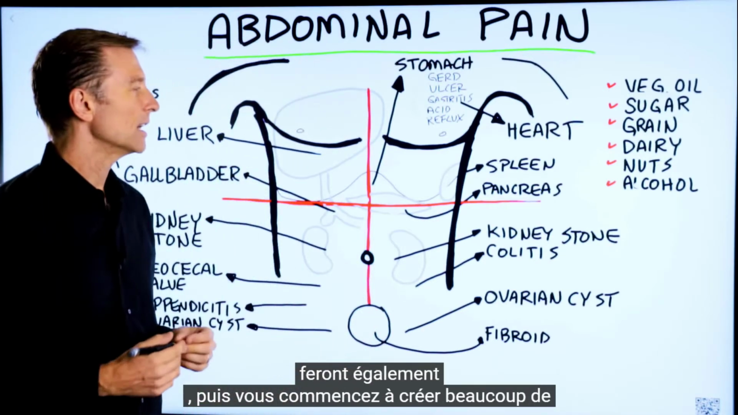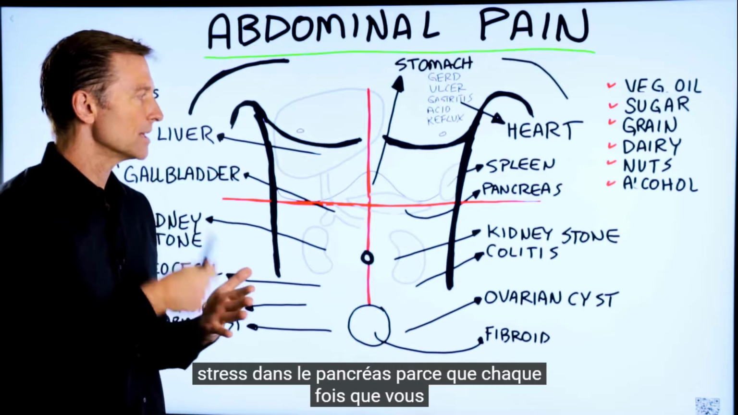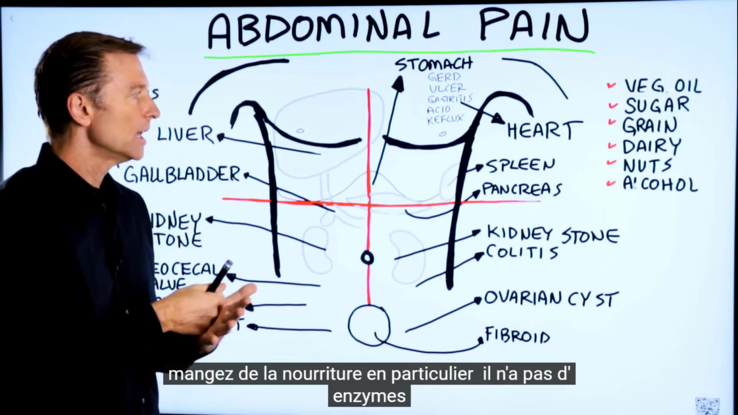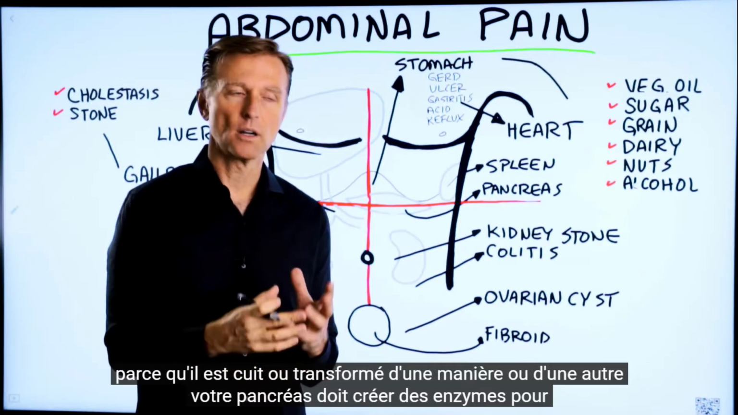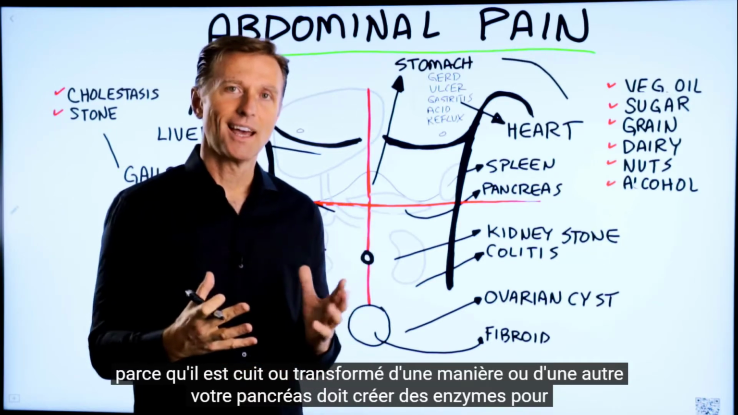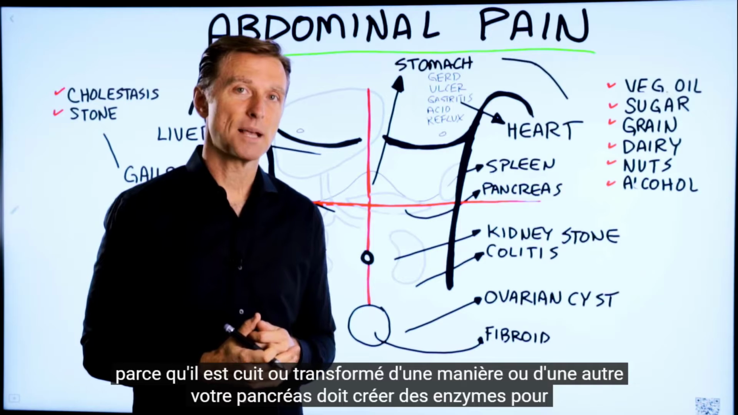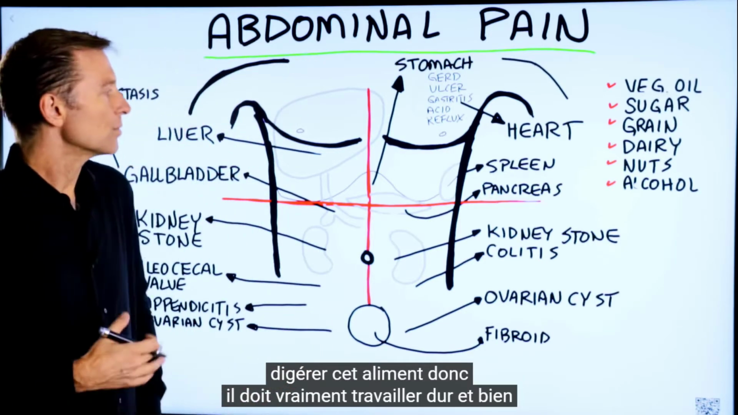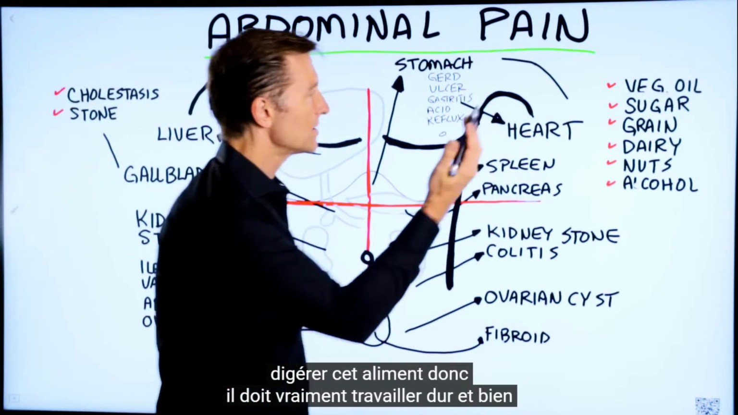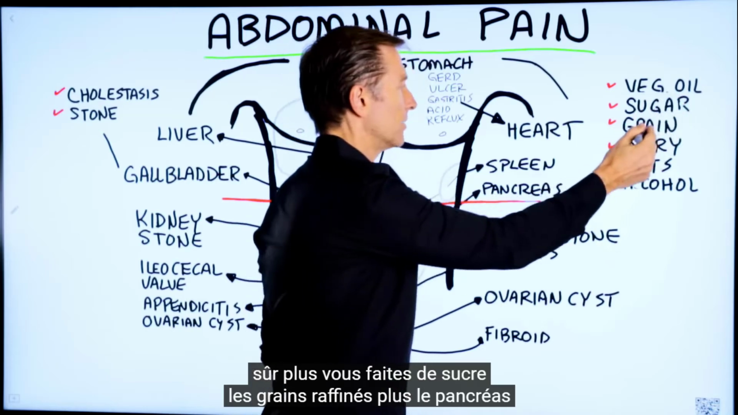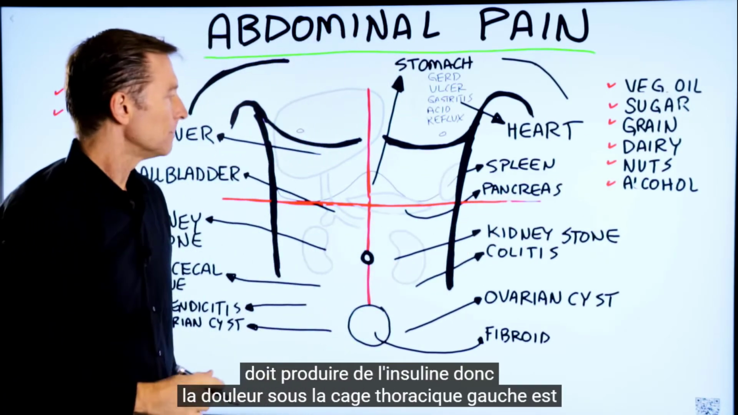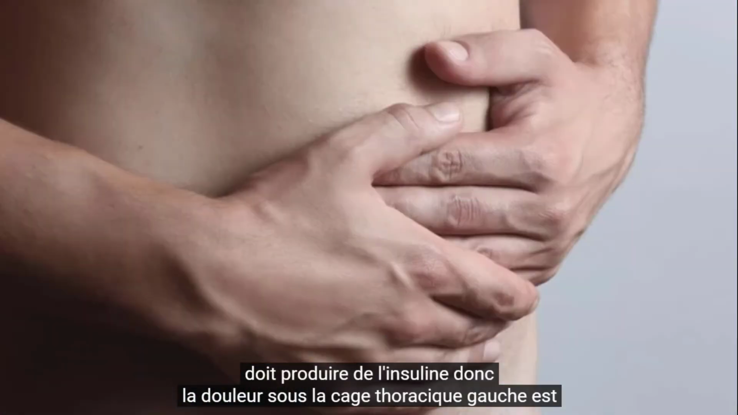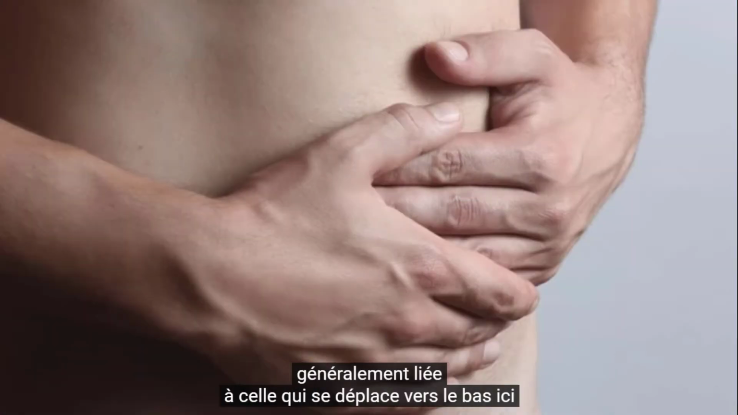And then you start creating a lot of stress in the pancreas, because every time you eat food, especially food that doesn't have enzymes because it's cooked or somehow processed, your pancreas has to create enzymes to digest that food. So it really has to work hard. And of course, the more sugar and refined grains you eat, the more the pancreas has to produce insulin. So pain underneath the left rib cage is usually related to that.